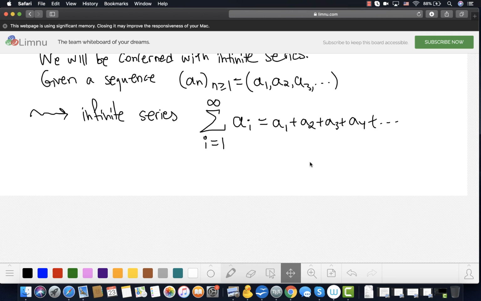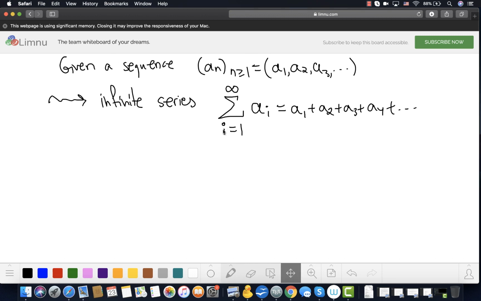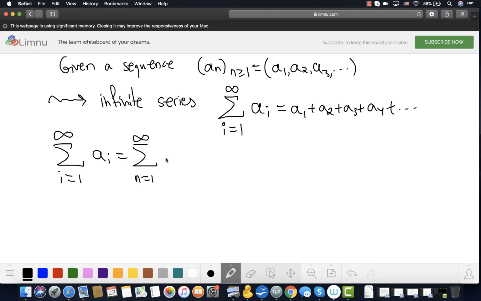Before I move on, maybe I should mention that of course the index i here is a dummy variable, right? So this index i here could be replaced by any index. So if you like, going from 1 to infinity, a sub i, is the same as using the index n, for example, or using the index, I don't know, t. So a sub t. So this is just a dummy variable. But, right, so that's the formal construction of an infinite series.